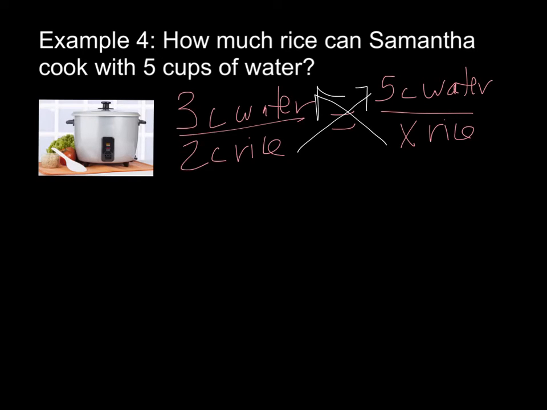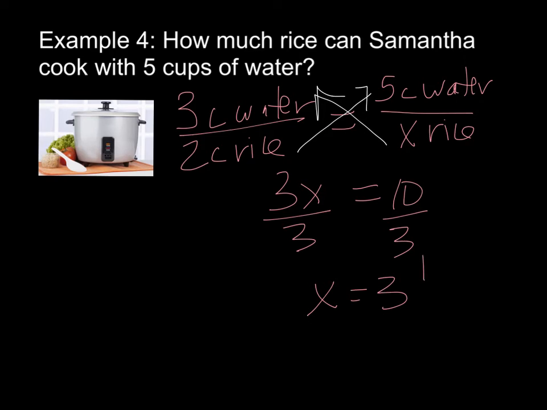And when we do our cross products, we get 2 times 5, and that is 10. And we have 3x on the other side. And when we divide both sides by 3, we get x is 3 1/3. 10/3 as a mixed number would be 3 1/3. So if Samantha has 5 cups of water, she can cook 3 1/3 cups of rice.